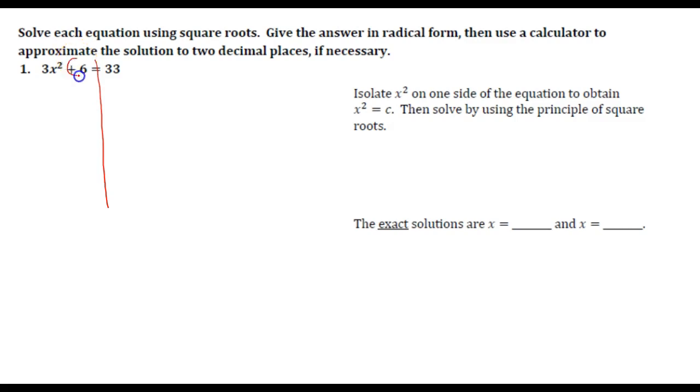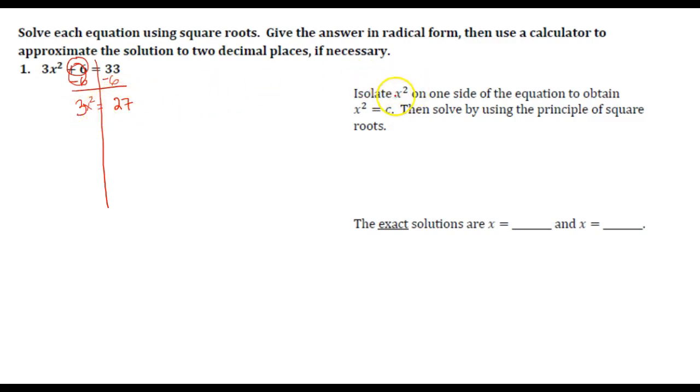What is the opposite of a positive 6? Negative 6. So I'm going to go ahead and subtract both sides. That's going to be 0. And I'm left with 3x squared equals, go ahead and calculate that out. So go ahead. That would be about 27. All right. We're almost done.